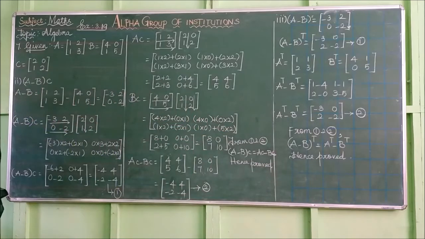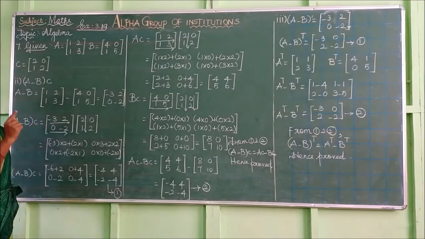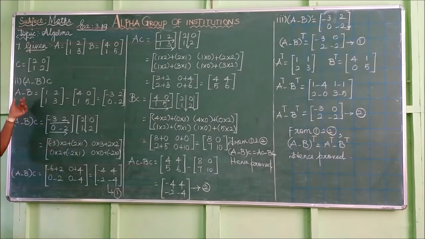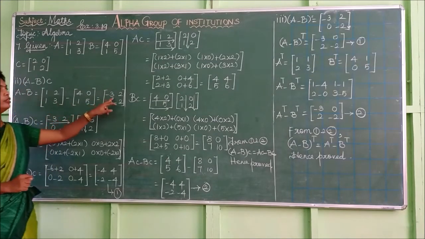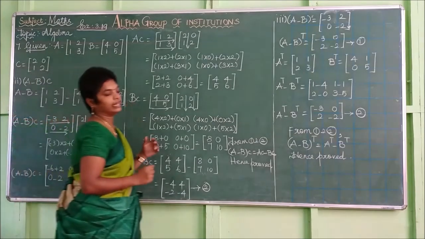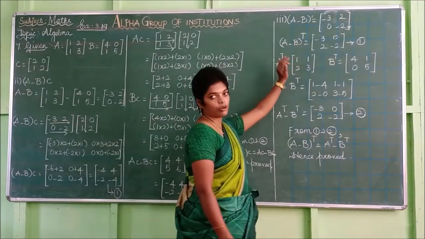For second subdivision we have completed. Now move on to the third subdivision. For third subdivision we have to prove A minus B the whole transpose which is equal to A transpose minus B transpose. We already found out the value for A minus B which is equal to minus 3, 2, 0, minus 2. So you take that answer from this solution. A minus B transpose you have to find.